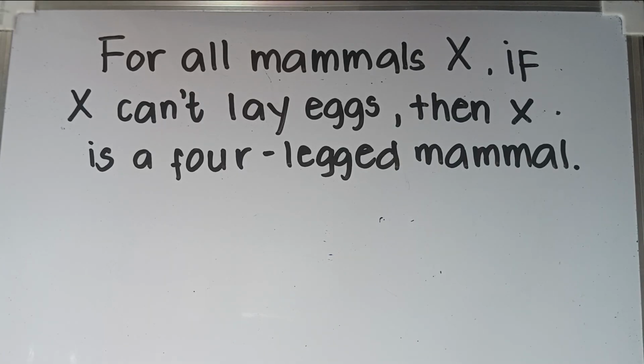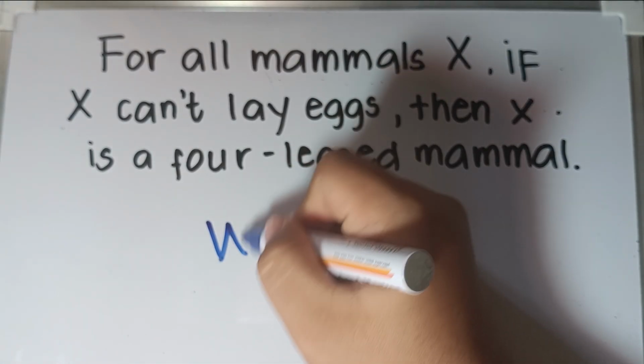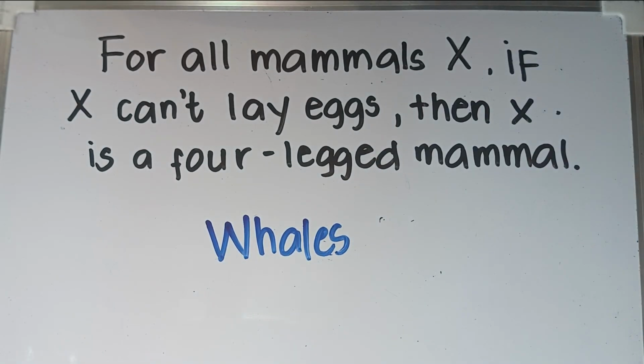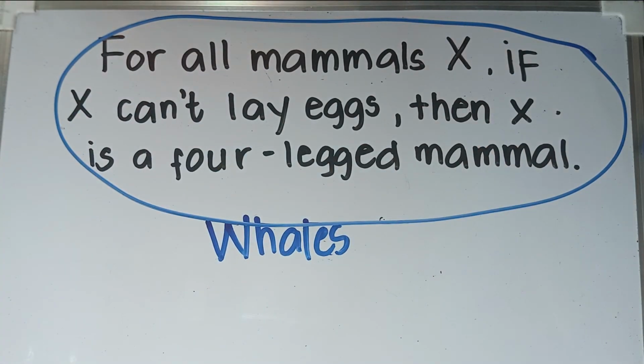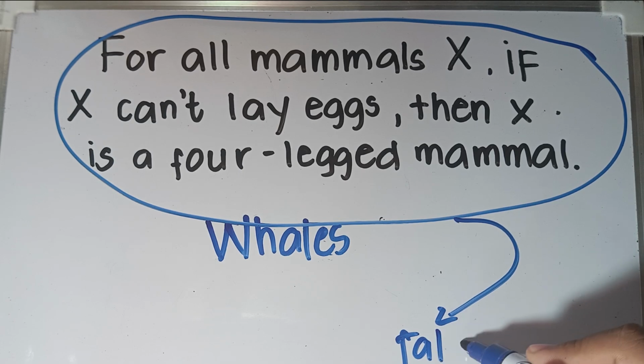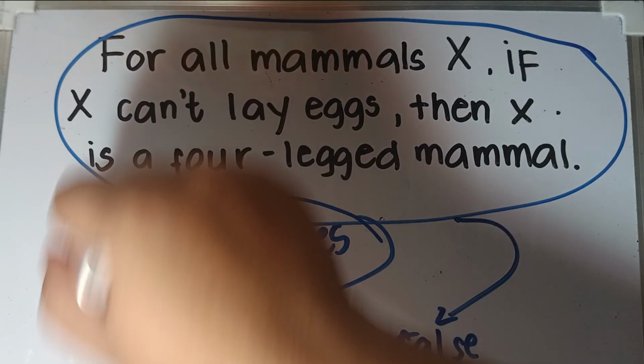So, we have another example. In this example, it is stated that for all animals X, if X can't lay eggs, then X is a four-legged mammal. As you've observed, this is a universal conditional statement which uses if and then. And in this, we're going to find its counterexample. So it is said that X can't lay eggs and X is a four-legged mammal. Then, as I've searched, there are mammals that don't have legs, such as whales. So this means that this entire statement is false, since the whale counteracts this statement.